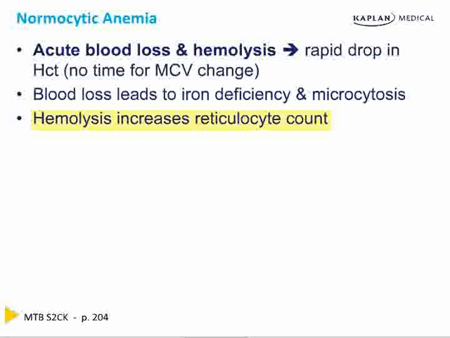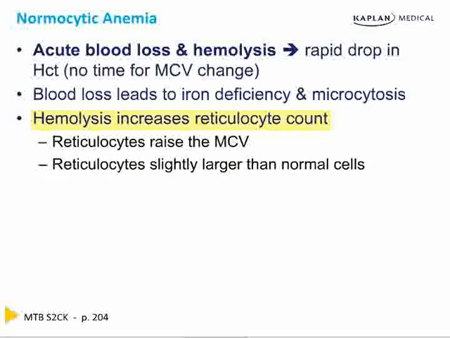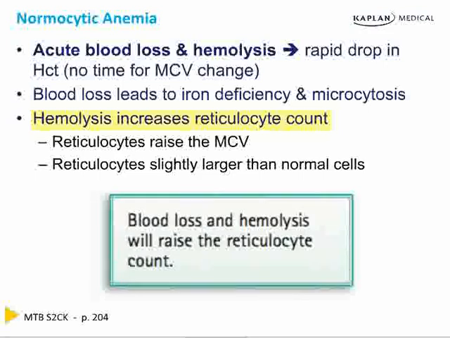Over time, blood loss makes you iron deficient. Hemolysis increases the reticulocyte count, and reticulocytes are larger. So if you go to a 10 or 15% reticulocyte count, it can raise the MCV a little bit. Reticulocytes are slightly larger. They're about an MCV of 120. So blood loss and hemolysis raise the reticulocyte count.